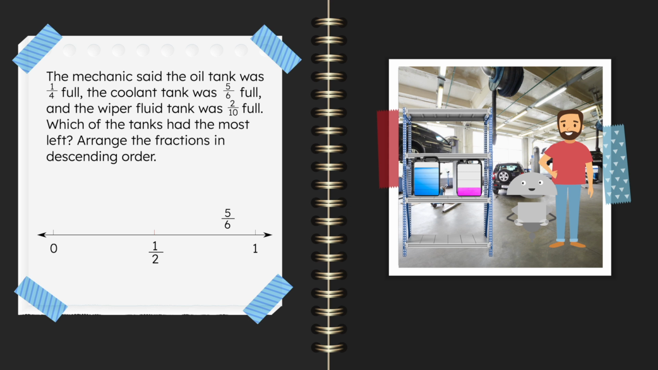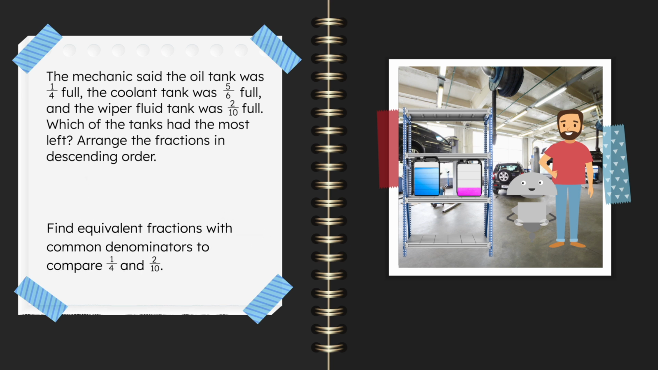Now, to arrange them in descending order, would 1/4 or 2/10 come next? They're both closer to 0, but which one is bigger? We can find equivalent fractions with common denominators to help us compare. Pause the video here to record your thinking.